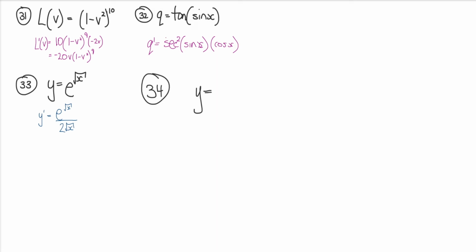34 is y. Let's not call it y. Let's call it g. Sine of e to the x. Okay, so I'm going to use a kind of different notation here.